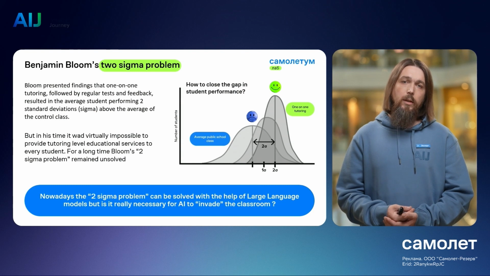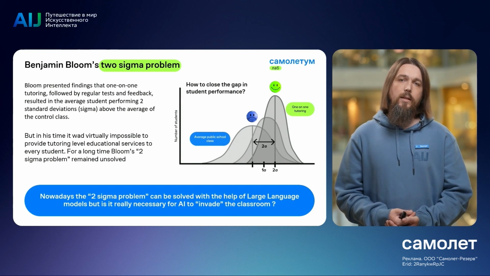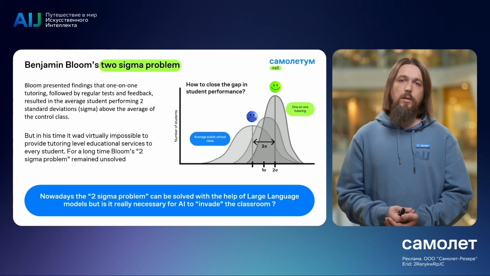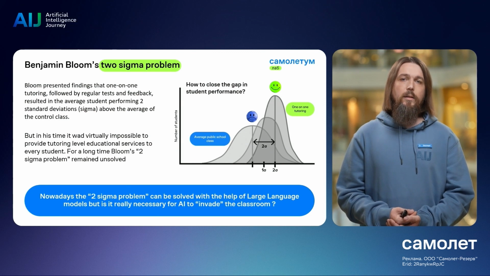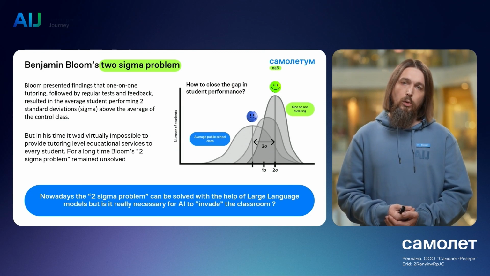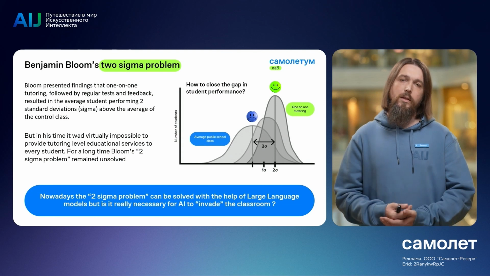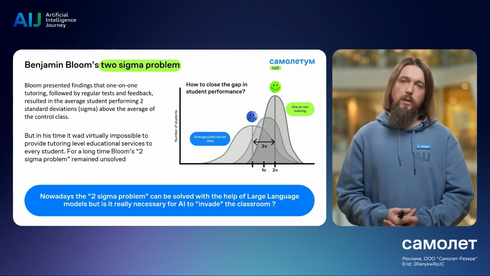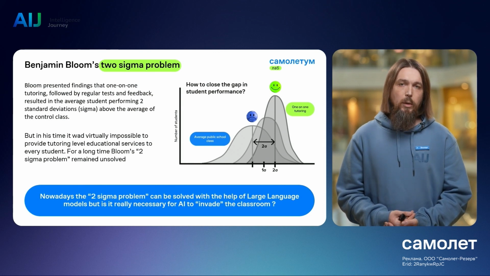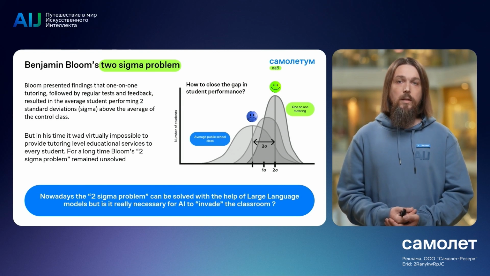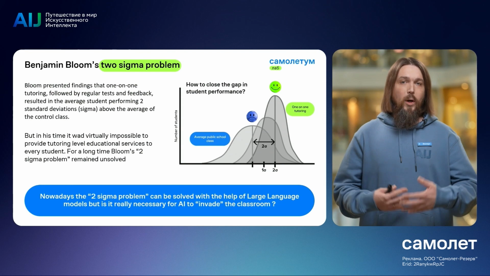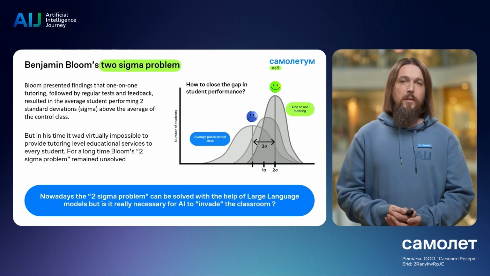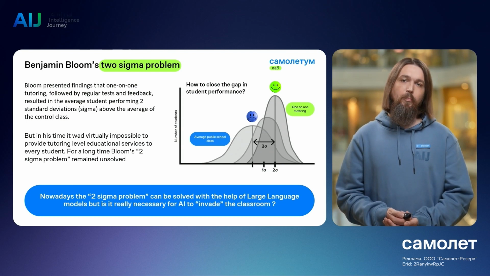Now we have a tool which makes it possible to start solving it. These are the large language models, or what we more habitually call artificial intelligence. In order to resolve the two sigma problem, so that every child in a math school can enjoy the individual approach that you can get only from an individual tutor, we gather an ensemble of algorithms called E-tutor. And how this E-tutor works is what we're going to talk about today.